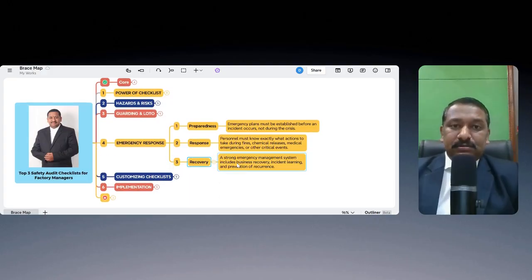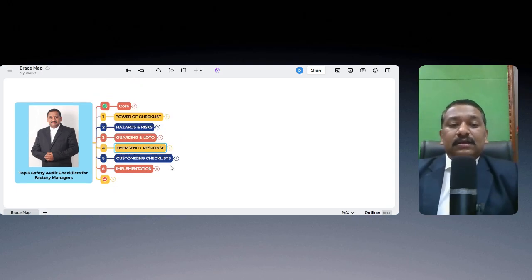Then the recovery. Once the emergency has occurred, a strong emergency management system includes the business recovery, incident learning, and prevention of recurrence. The root cause analysis shall be done. After the root cause analysis, the prevention for the reoccurrence shall be followed.